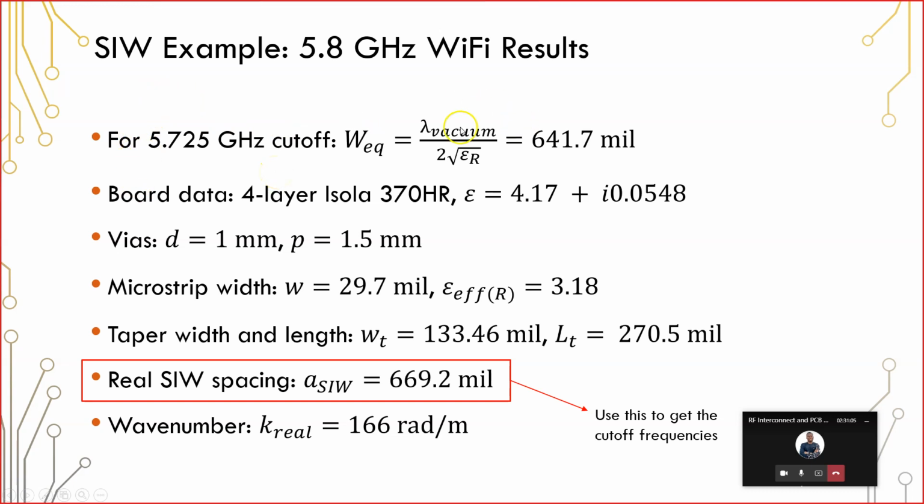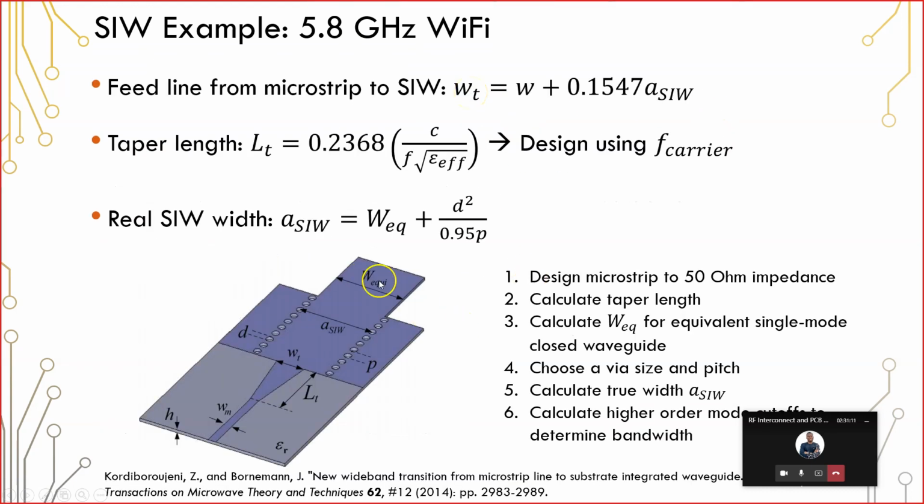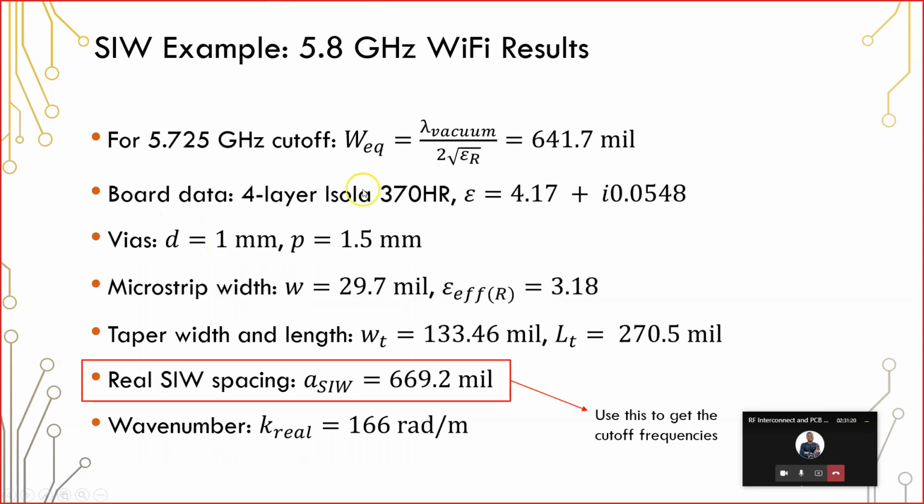And so doing that, we can calculate what the equivalent width of our substrate integrated waveguide is, and then we can use that to get the actual width that we need to set in this particular structure. So once we know that and we know our dielectric constant, we pick some via spacing, our diameter and pitch.